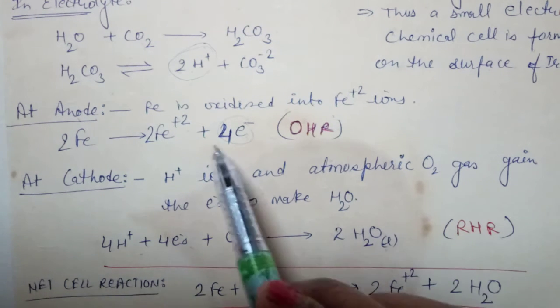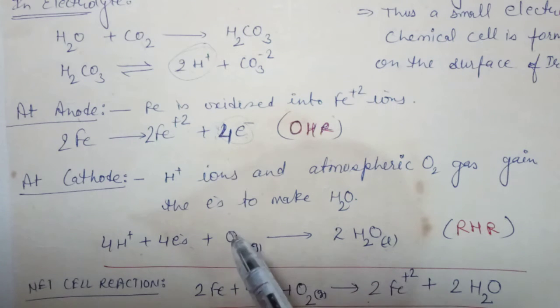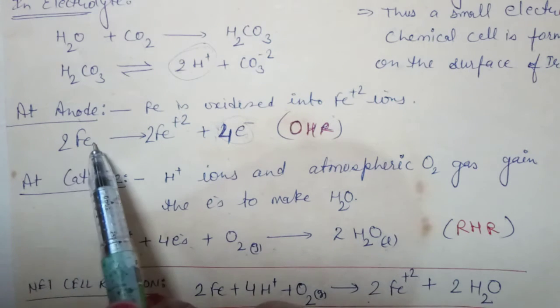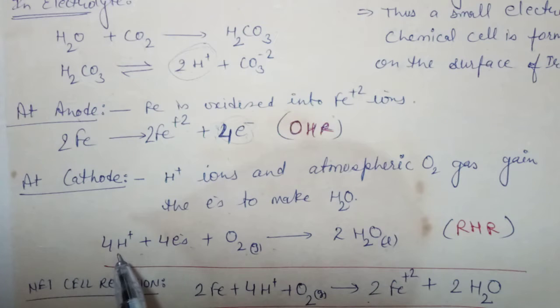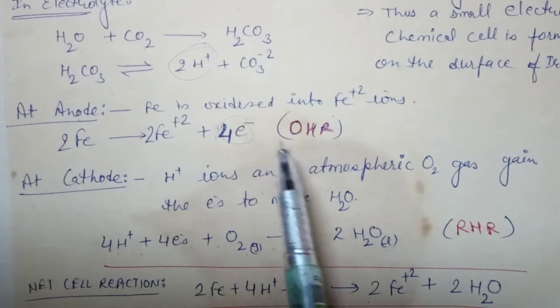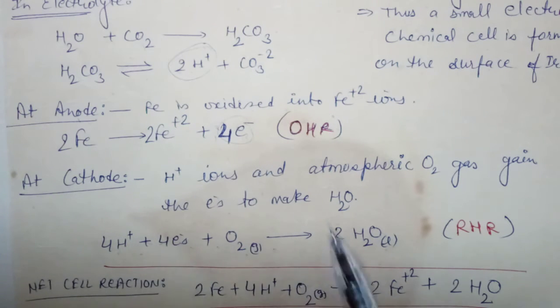So net cell reaction will be the combination of the OHR and RHR. So 2Fe plus 4H+ plus O2, okay, 4 electrons are cancelled by 4 electrons, is equal to 2Fe2+ plus 2H2O. This is the net cell reaction taking place in the corrosion process of the iron surface. Okay, clear? Now Fe is oxidized into Fe2+, but the reaction is not stopped here.